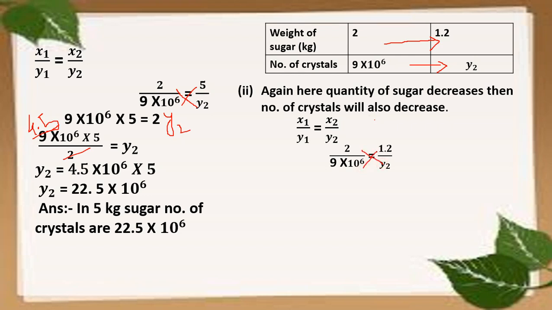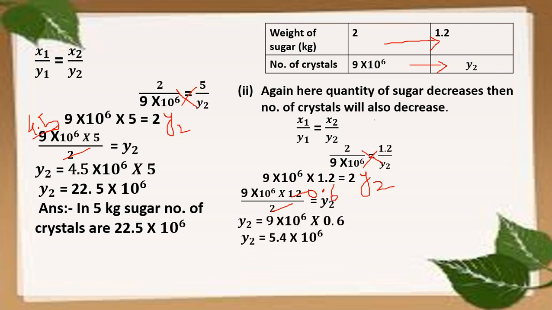Again by cross multiplication we can say 9 into 10 raised to the power 6 into 1.2 is equal to 2 into y2. Okay, so here 9 into 10 raised to the power 6 into 1.2 upon 2 becomes y2. Now this 2 will divide this 1.2 0.6 times. So here we get 9 into 10 raised to the power 6 into 0.6 becomes 5.4 into 10 raised to the power 6.